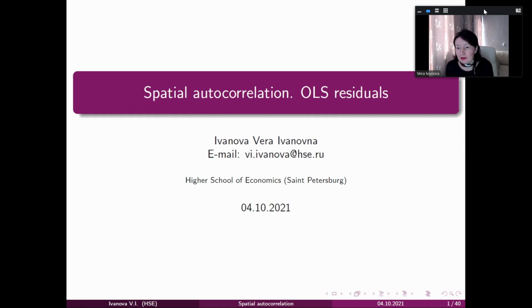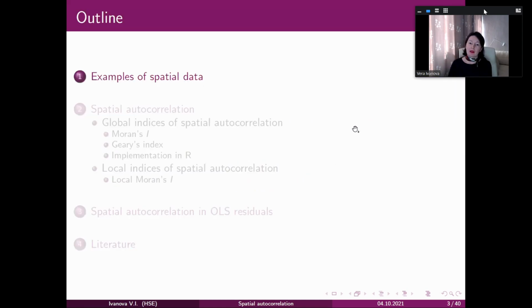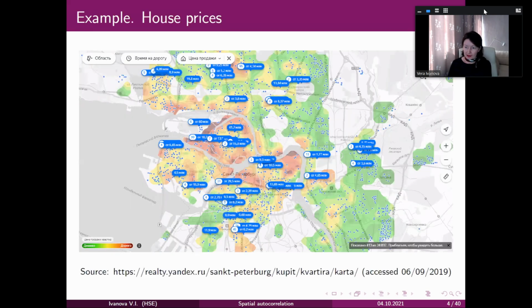Okay, let's move on. Let's recall spatial data, how we can display this on the map. For example, this is a map of St. Petersburg house prices. Cheaper districts are in green, and expensive districts are in red and yellow.